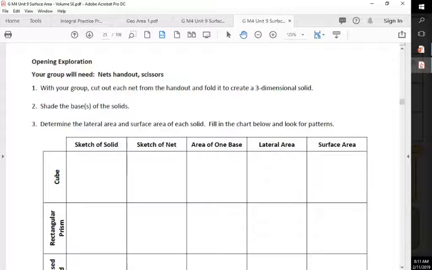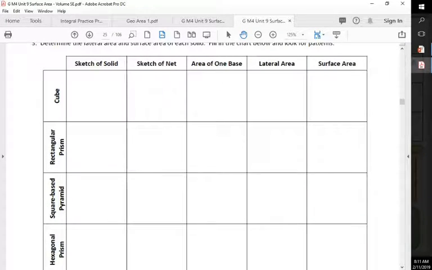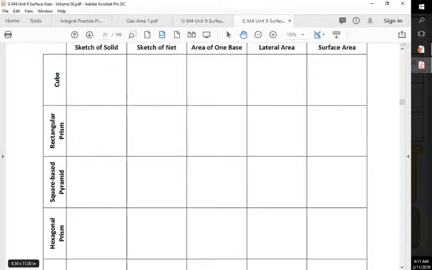These are the directions for your activity. You're just cutting out the nets, and you're making them into 3-dimensional shapes. And then for each of the shapes, which are these right here, that's what you're going to make. You're going to make a cube, a rectangular prism, a square-based pyramid, a hexagonal prism, and a cylinder.